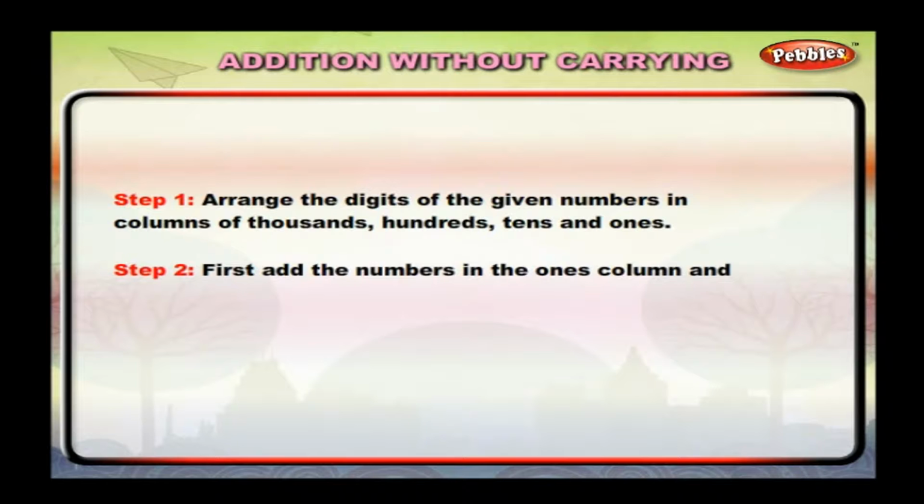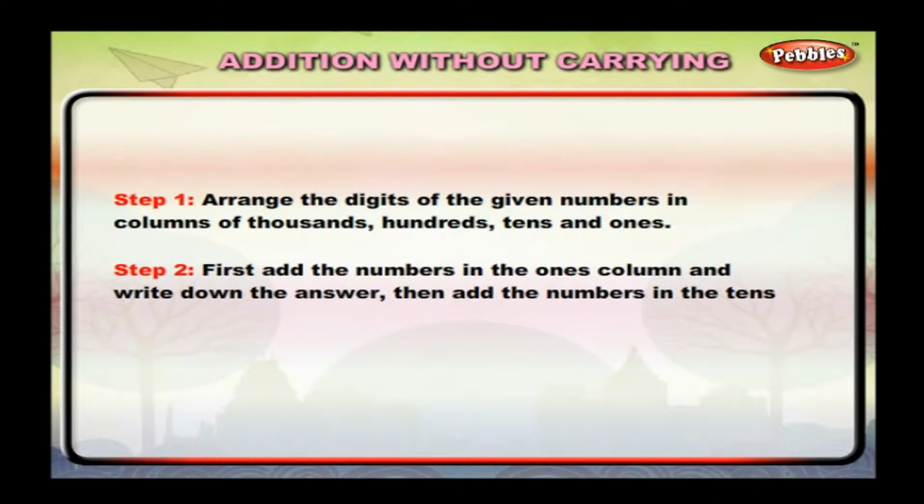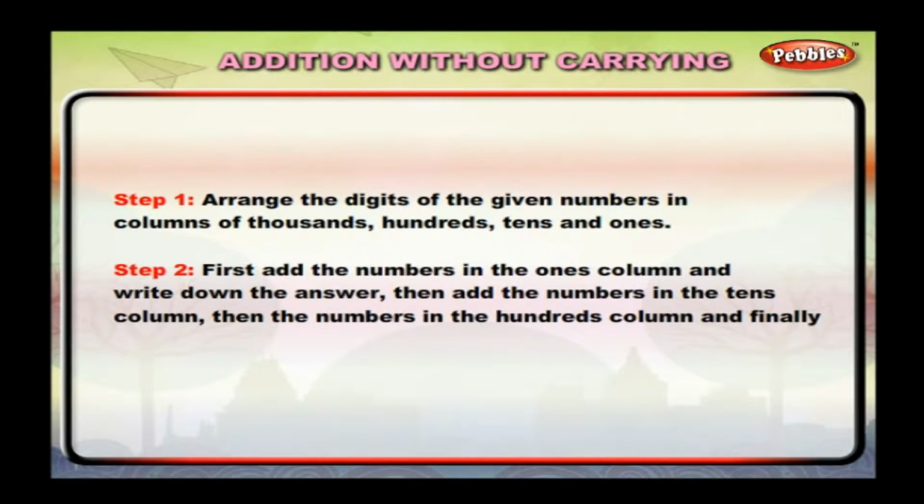Step 2. First add the numbers in the ones column and write down the answer. Then add the numbers in the tens column. Then the numbers in the hundreds column. And finally add the numbers in the thousands column.